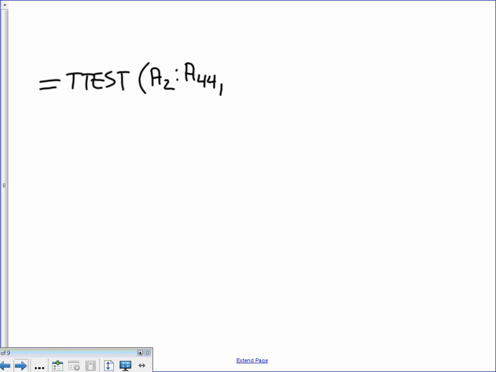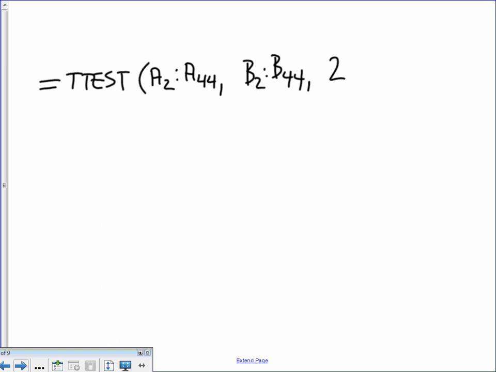Then you put a comma, leave a space. Tell me what the second group is. The second group, my texting group, started in cell B2, and that runs all the way to B44. So I'm defining what the two columns are that I want to compare. Then you have to put two additional numbers in here. The third number, you're going to put a comma, space. The third number is a 2.